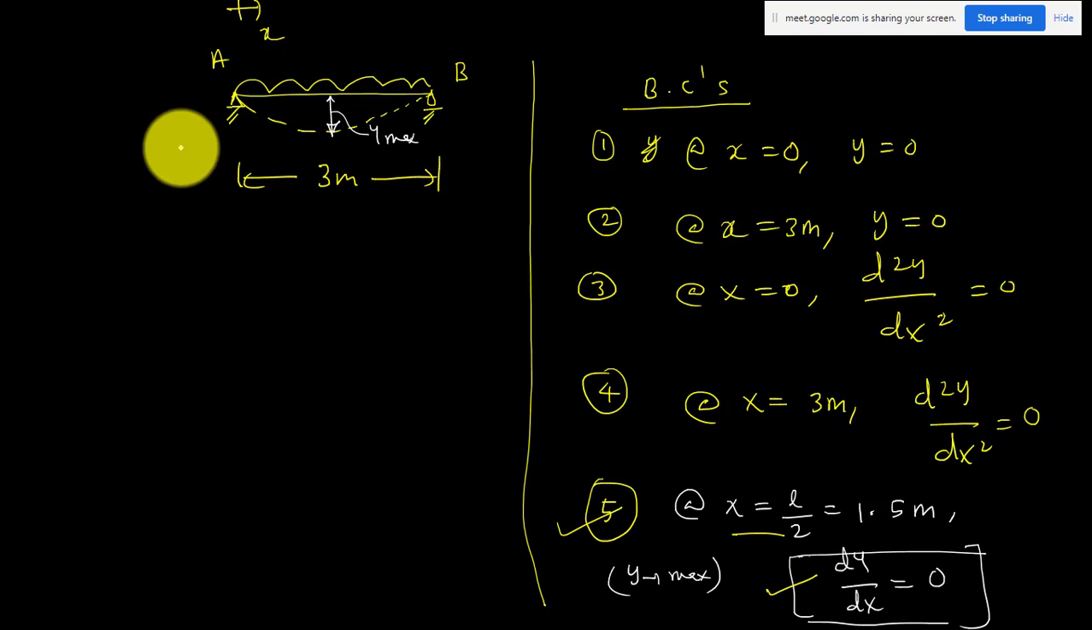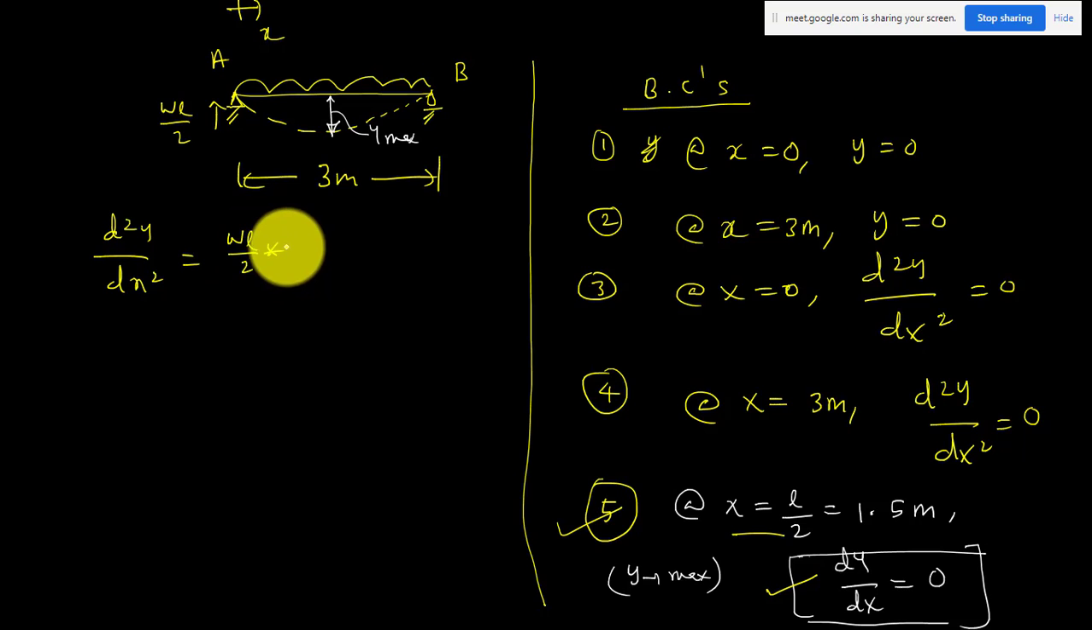Your starting problem will be starting like this: d square y by dx square equals M by EI. So what is the equation for M? I think I can write directly, Ra is wL by 2. So your moment will be wL by 2 into x, Ra into x, minus w, this intensity is w, so minus w x square by 2. So it is for M by EI.